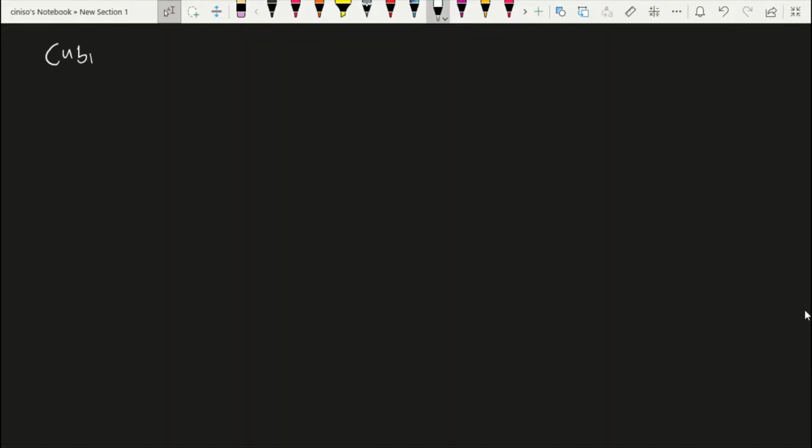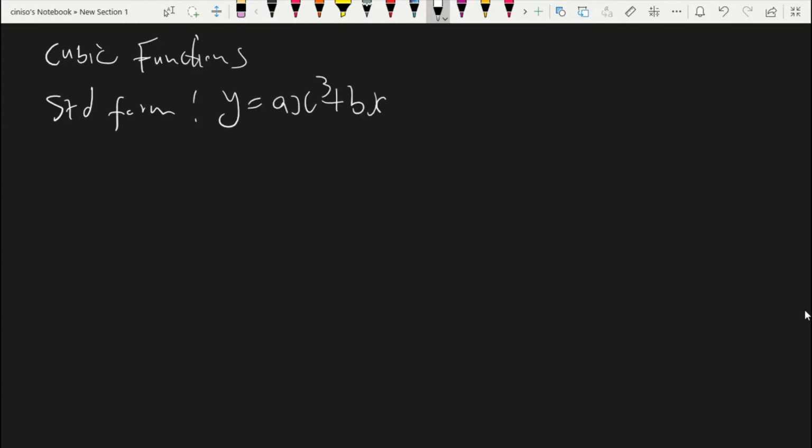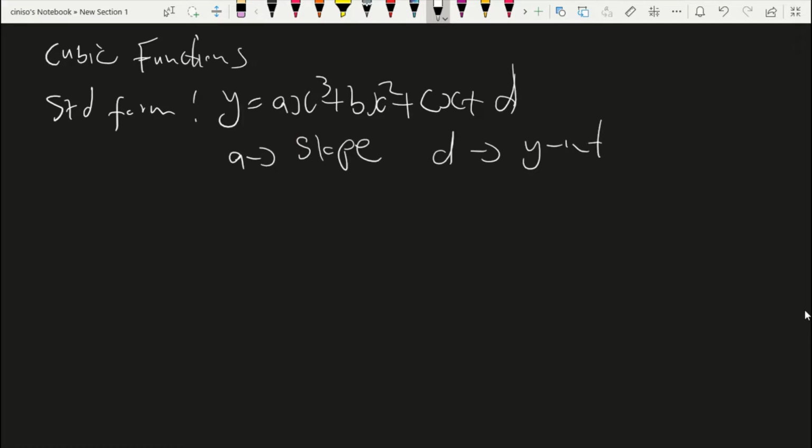Cubic functions, which consist of a standard form of y equals ax cubed plus bx squared plus cx plus d, where your a is your slope, your d is your y-intercept, and then your b and your c, they're just values, right? Which you'll find out more about later on.